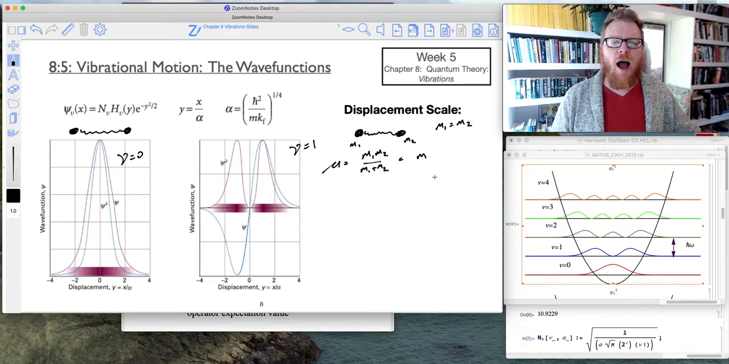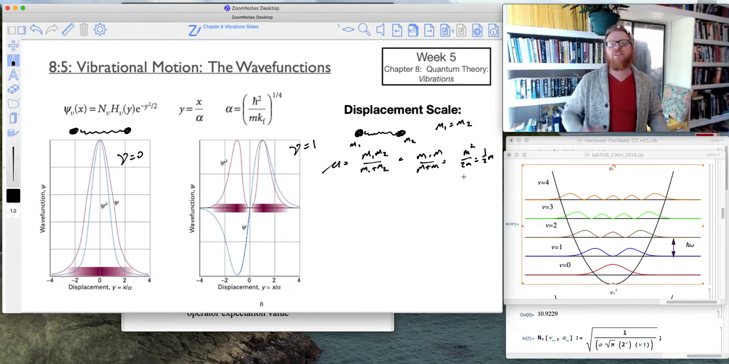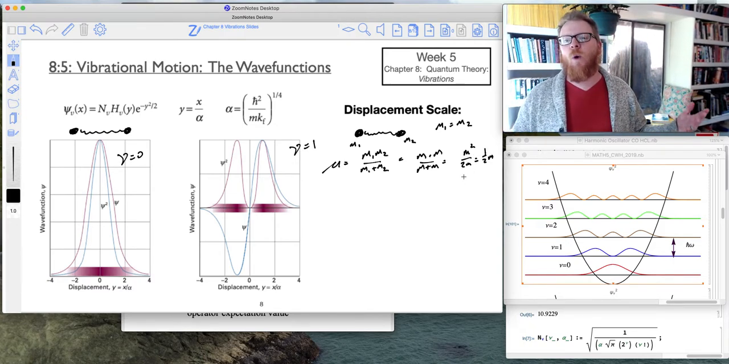Or excuse me, let's work that out. So if M1 equals M2, we'll just now say it's M times M over M plus M, which is M squared over 2M, which is 1/2 M, apologies. Yeah, so if M1 equals M2, then we know the reduced mass is just 1/2 M, okay?